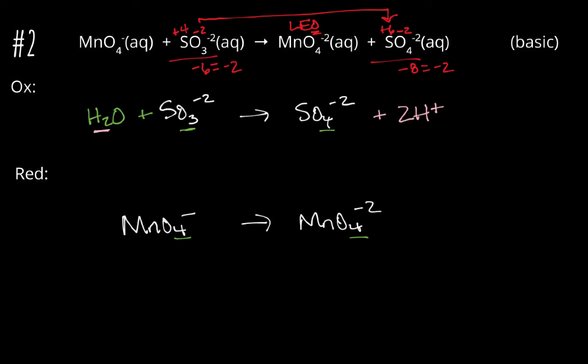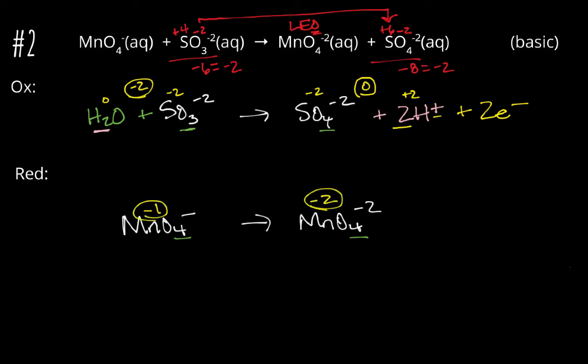Balance the charge. So this is 0, -2, -2 overall. This is -2 plus 2, because I have to take that 2 times the plus, 0 overall. So that means I have to add 2 electrons on this side. On the bottom one, this is a -1 and this is a -2. So to get from a -1 to a -2, I'm going to add 1 electron on the bottom.